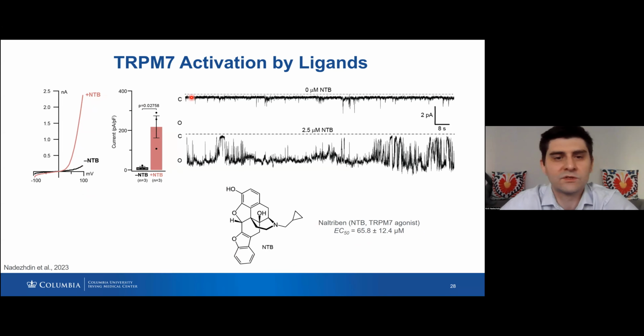And again, I also did these single channel recordings for the protein without adding naltriben and after adding naltriben. And as you can see, there is a huge difference between these two recordings. When I added naltriben, you can see a lot of open state conformation, and they last for several seconds.